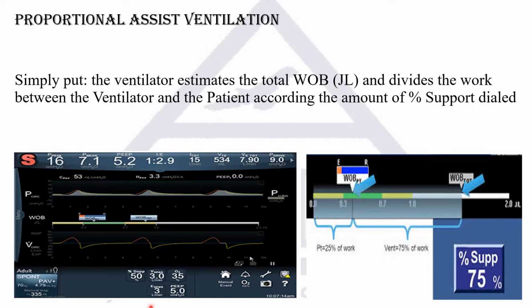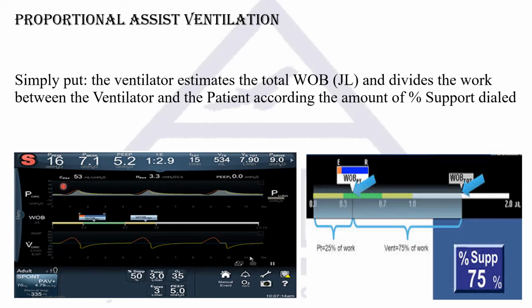In this other screen here, it's the full screen of what we talked about. This is the respiratory mechanics: compliance 53 milliliters per centimeter of water, resistance 3.3 centimeters, auto PEEP or intrinsic PEEP was 0. This is the airway pressure, or the pressure. This is the graph that we just talked about from the other slide, and this is the flow.